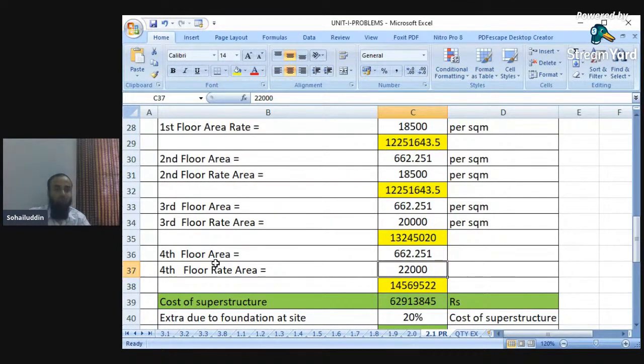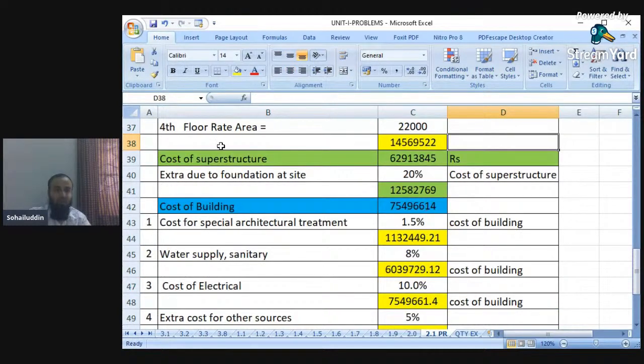Addition of all, ground to 4, because it is G plus 4, that is a total of 5 stories. The addition is nothing but the total cost of the superstructure. Next is extra due to foundation at site. It has been reserved as 20%. So 20% of this 629913845, it comes about 12582769. That is the cost of building.